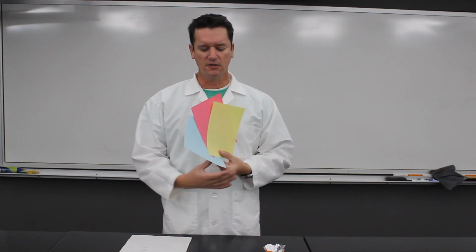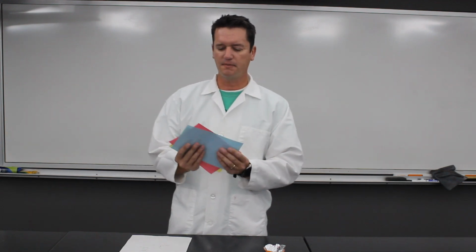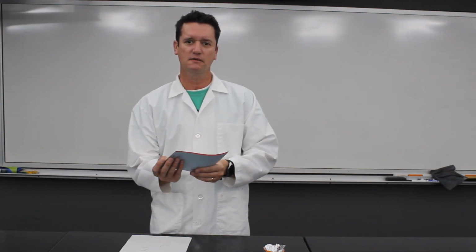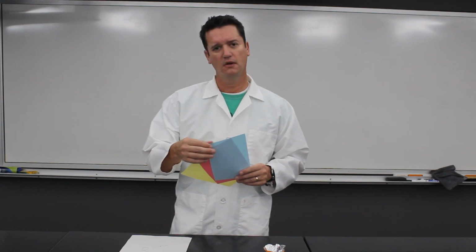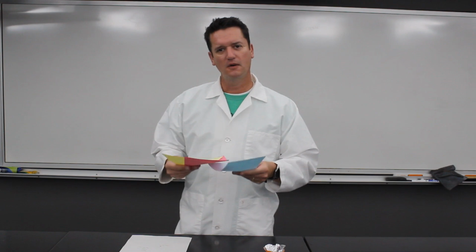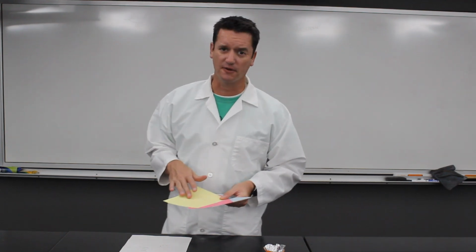If I take a look at paper, for example, you'll see that if we make some observations about these three different sheets of paper, they all appear to be about the same size. They all appear to be made out of similar paper. They have the same texture. And they kind of have the same feel, the same weight on them. But what's different about these pieces of paper is the color.